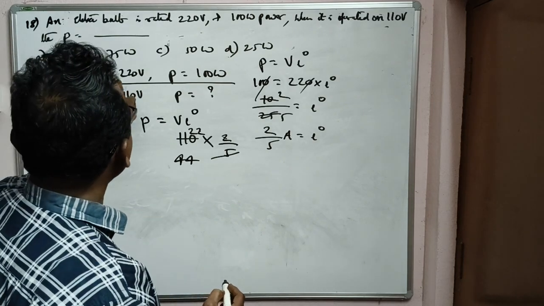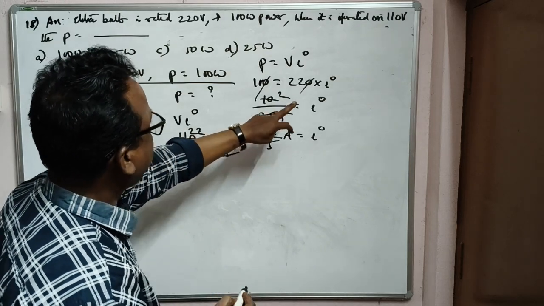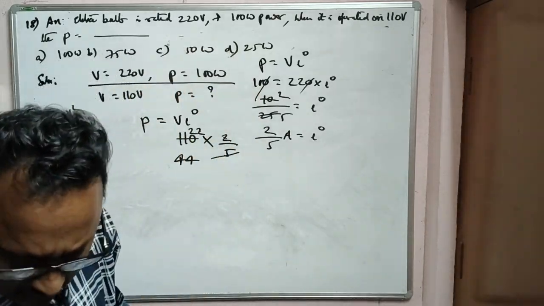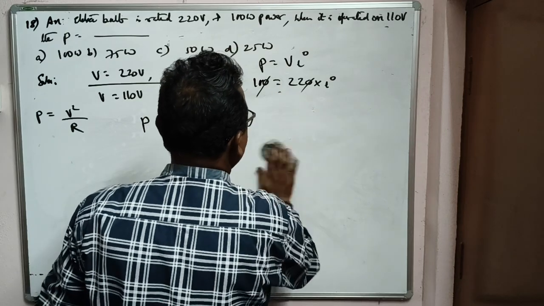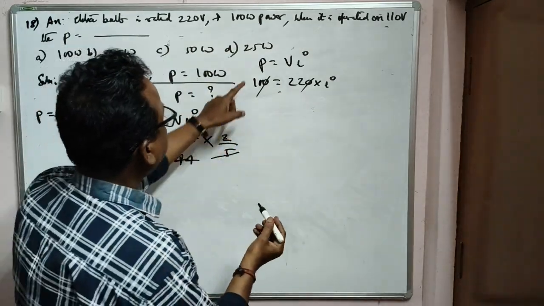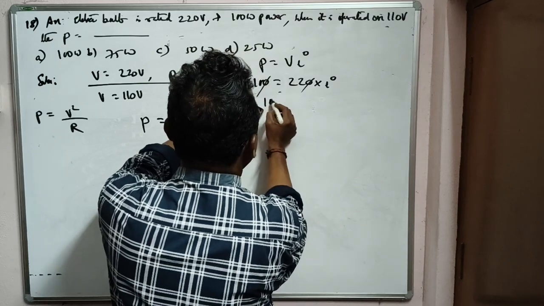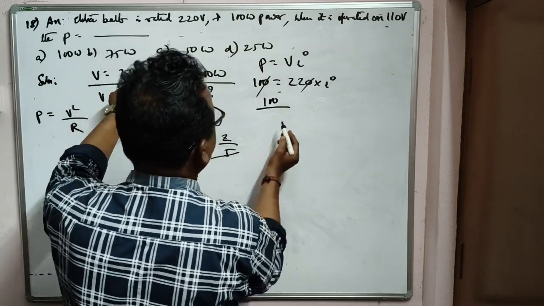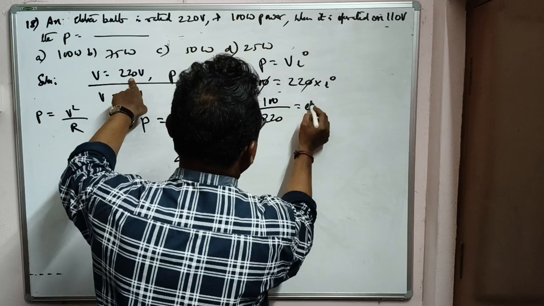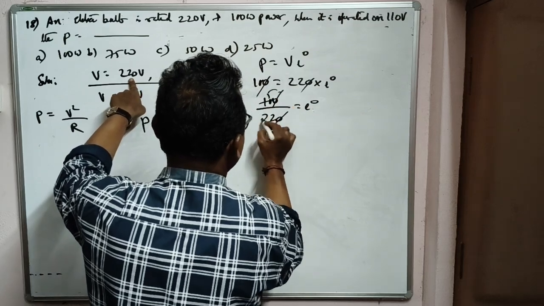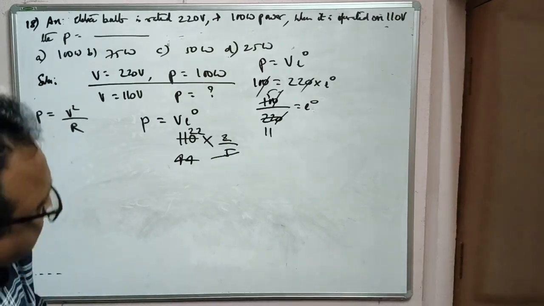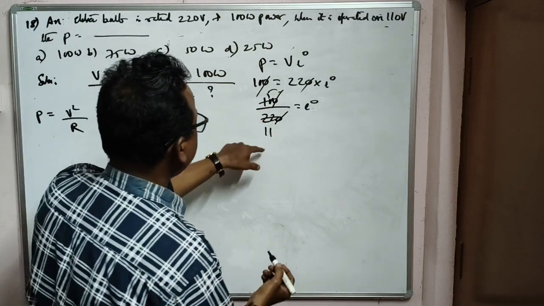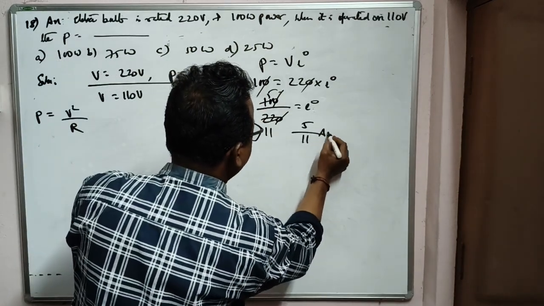So otherwise we will go for a different method. If you are not getting it, see whether the cancelling is done in the proper way. Small mistake we have done here. See here, that's why you are not getting it. P is equal to VI, 100 is equal to 220 into I, is given. So 2 5s are 10, 2 11s are 22. While cancelling you have to be very careful. So I is 5 by 11 amperes.